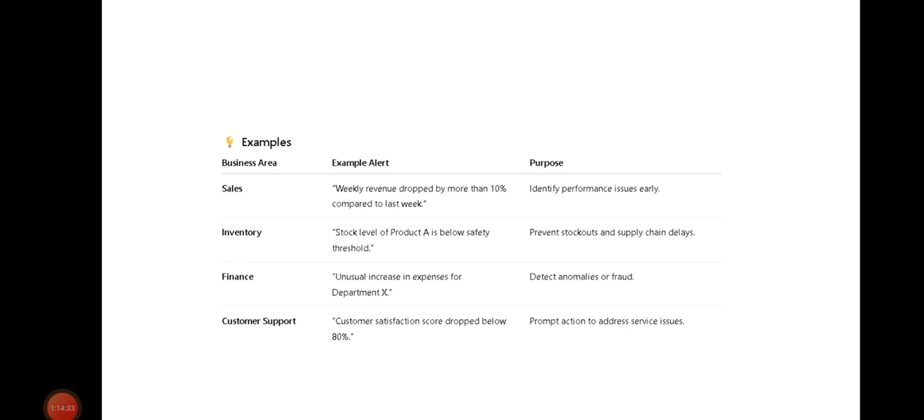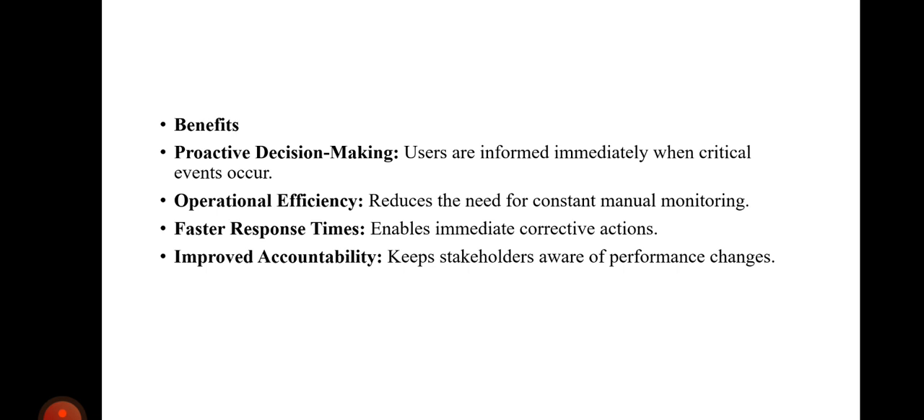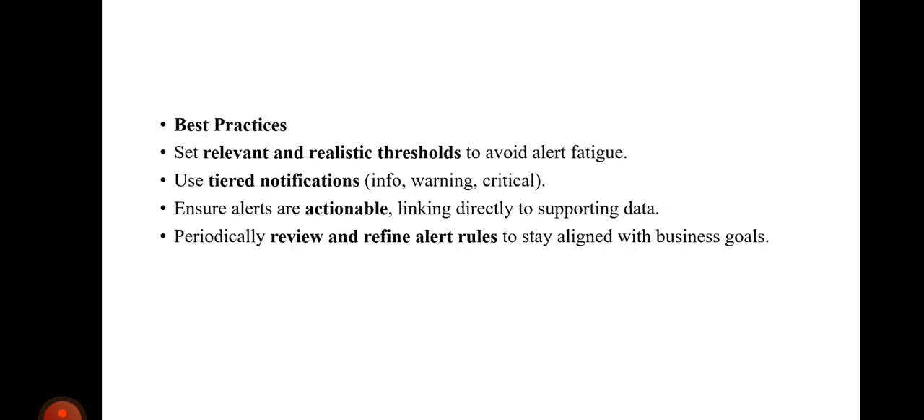So there are business areas and example alerts with their purpose. Sales, inventory, finance, and customer support are given. And the benefits are proactive decision making, operational efficiency, faster response times, and improved accountability. The best practices are to set relevant and realistic thresholds to avoid alert fatigue, use tiered notifications, ensure alerts are actionable, linking directly to supporting data, and periodically review and refine alert rules to stay aligned with business goals.